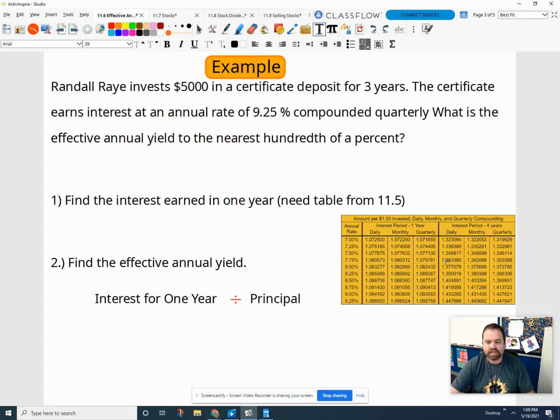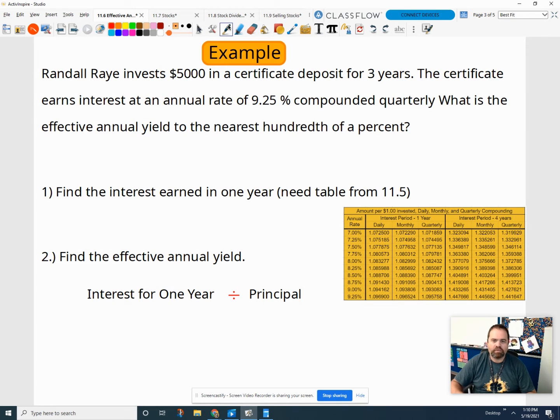So this table is in here again. It's super small. You may not be able to see it in the video, but it's a lot bigger in the assignment, so you'll be able to see it then. Randall invests $5,000 in a CD for 3 years. The CD earns an annual interest rate of 9.25% compounded quarterly. I'm going to highlight a couple of things here: 9.25% compounded quarterly. Now I realize it says for 3 years, but what this effective annual yield does is it figures out what it is for 1 year. And at the end of that 1 year, you know which one's a better deal.